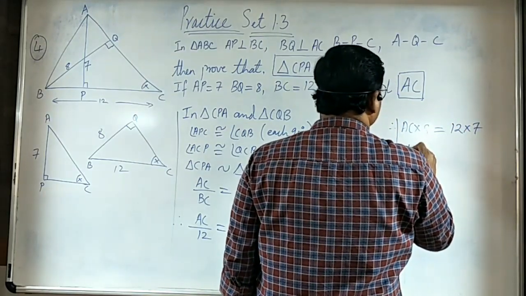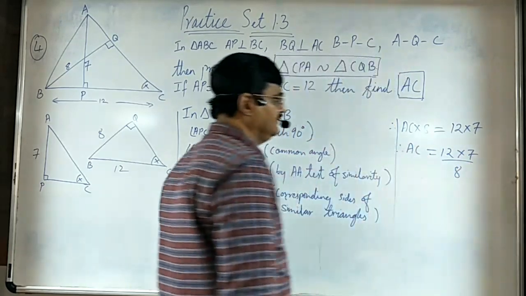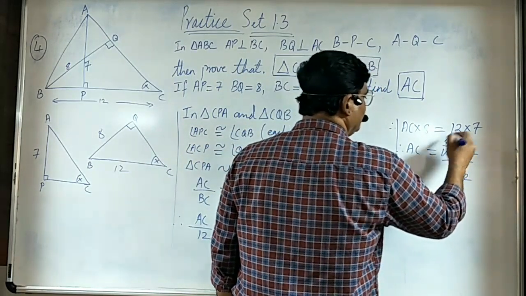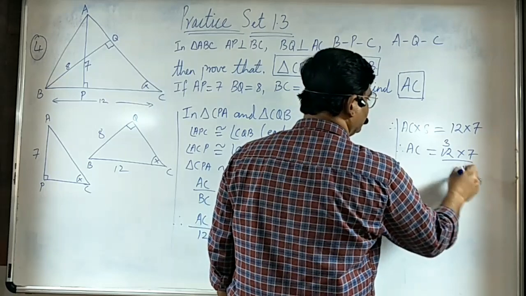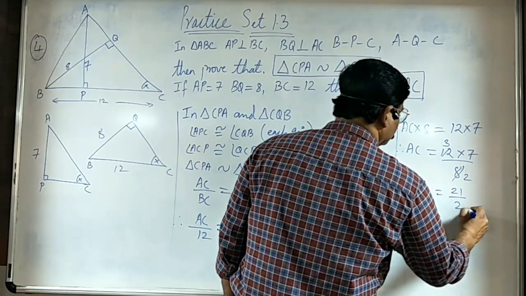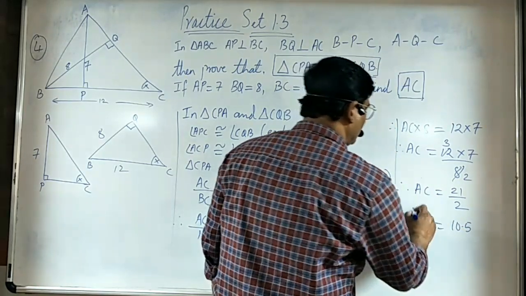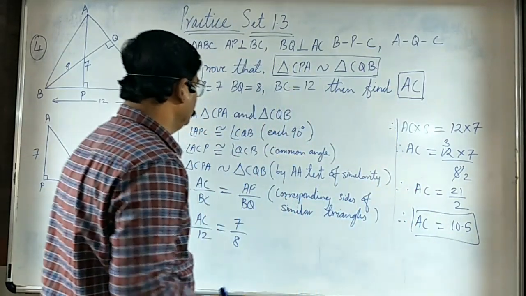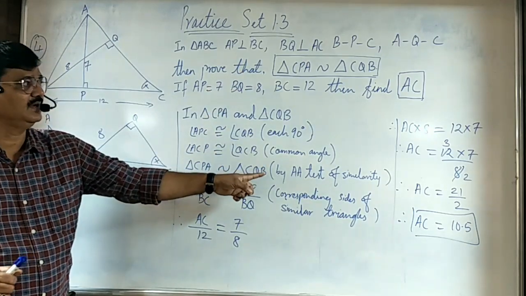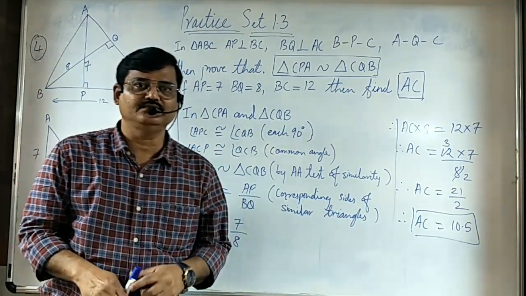Now AC will remain there, and 12 into 7 upon 8 will come and divide. So 4 2s are 8, 4 3s are 12. Further cancellation is not possible. So AC is equal to 21 upon 2. When you divide 21 upon 2, you get 10.5. So the value of AC is 10.5. I have proved both the questions: I proved the two triangles similar, as they told us to, and they told us to find the value of AC, and I found the value of AC as 10.5.